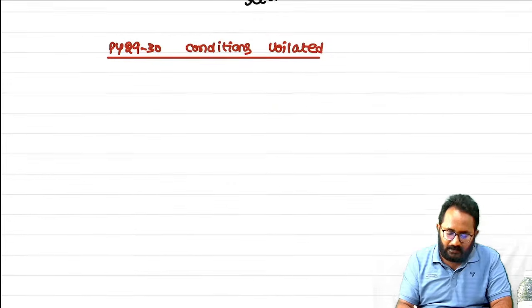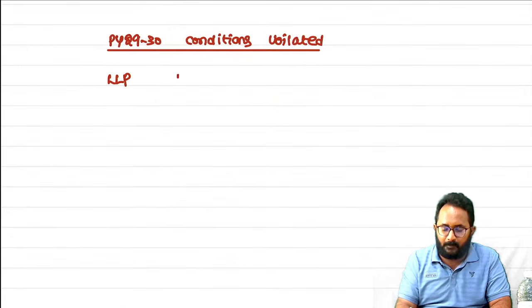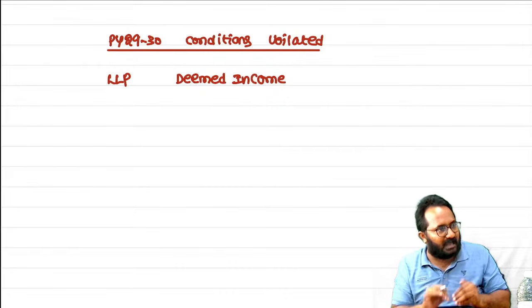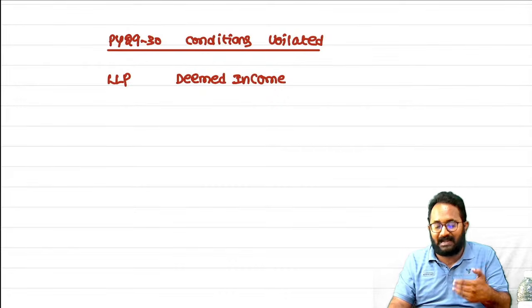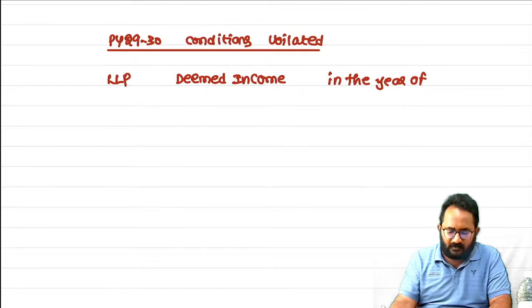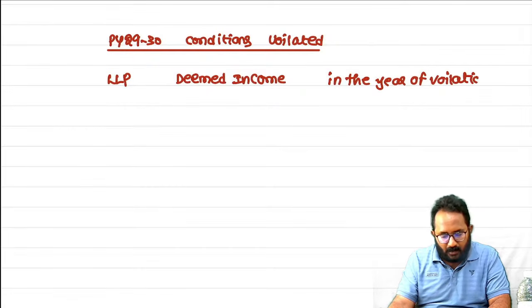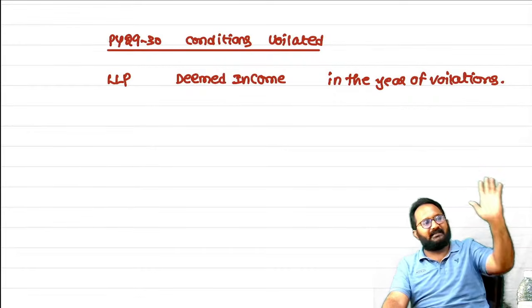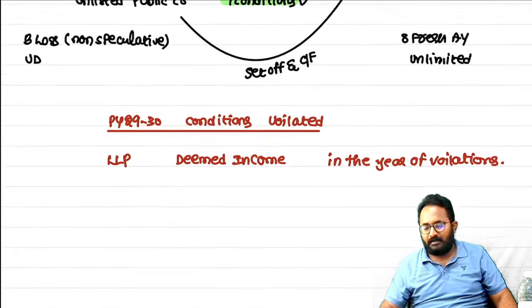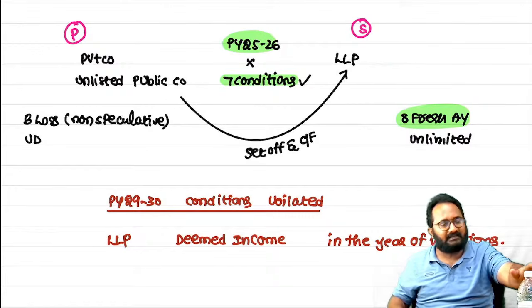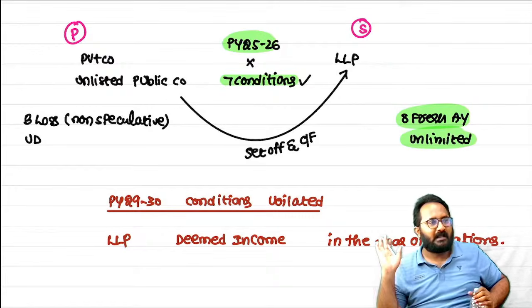How much benefit did they take? In that year of violation, in the hands of the LLP, we have to create a deemed income. Whatever income you earlier reduced by using set off and carry forward, we now create as deemed income in the year of violation. Same provision, always the same, but the conditions, 3, 4, 7 conditions, are only different. Can you tell me any business loss is there? That business loss we can carry forward for 8 fresh assessment years and unabsorbed depreciation unlimited.